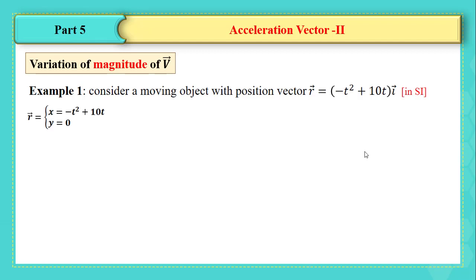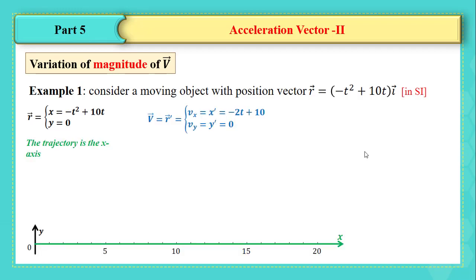example. First, the parametric equations are given by x is equal to minus t squared plus 10t and y is equal to 0. That means the trajectory is the x-axis. The velocity vector is given by vx is equal to minus 2t plus 10 and vy is equal to 0. And the acceleration vector is ax is equal to minus 2 and ay is equal to 0. The magnitude of the acceleration vector is equal to 2 meters per second squared. The minus sign here tells us that the acceleration vector is opposite to the velocity vector. And that means the velocity is decreasing by 2 meters per second every second.